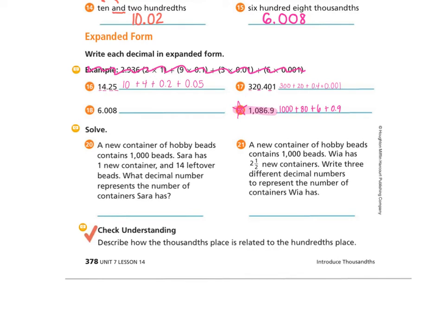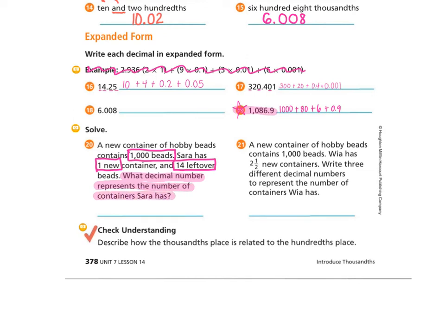A new container of hobby beads contains 1,000 beads. I like to square things. Sarah has 1 new container and 14 leftover beads. What decimal number represents the number of containers that Sarah has? That's my question. I'm going to highlight it and read it one more time. What decimal number represents the number of containers Sarah has?